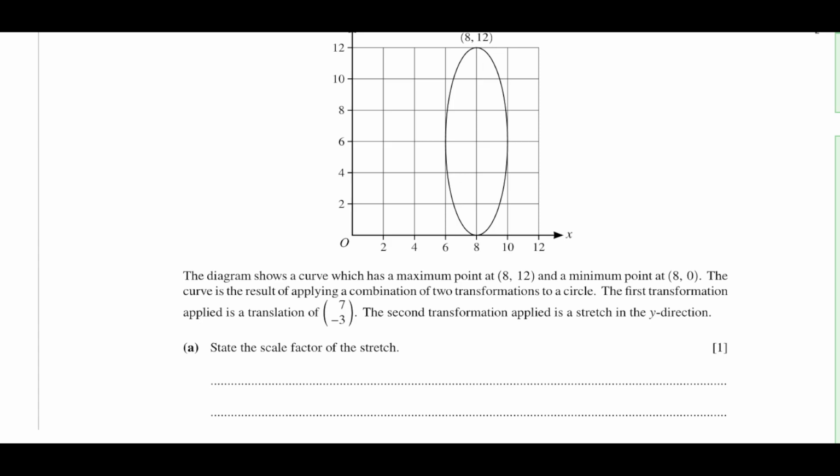Now if you see, it should be a circle like this, right? But it is stretched. The diagram shows a curve with a maximum point and a minimum point. So initially it was a circle. The maximum horizontal width is 2, so the vertical width should also be 2. Now you can see in the y direction, this height 2 will become 6. I will say that the 4 will become 12. So the scale factor for the stretch is 3.